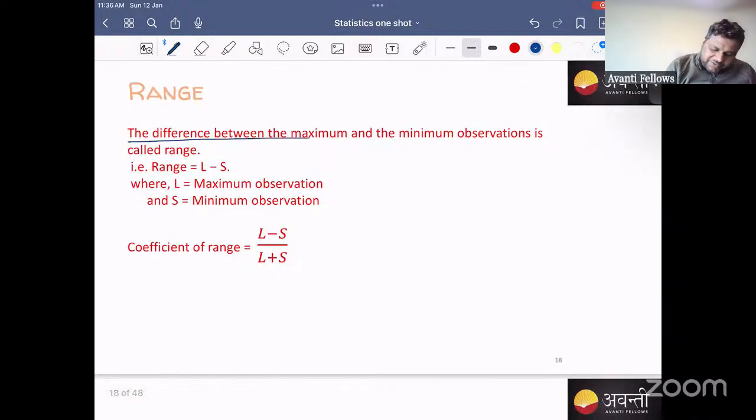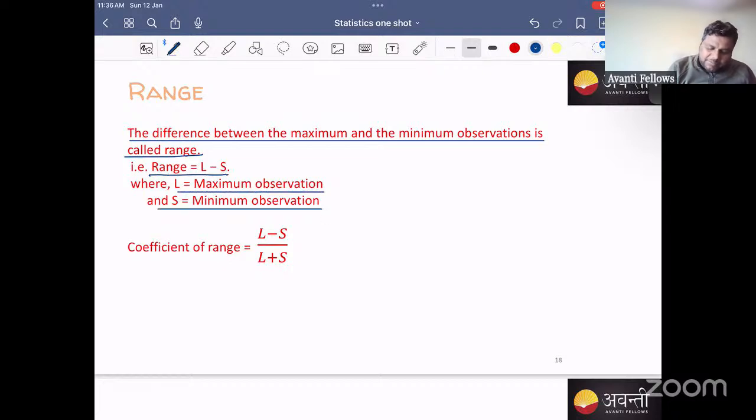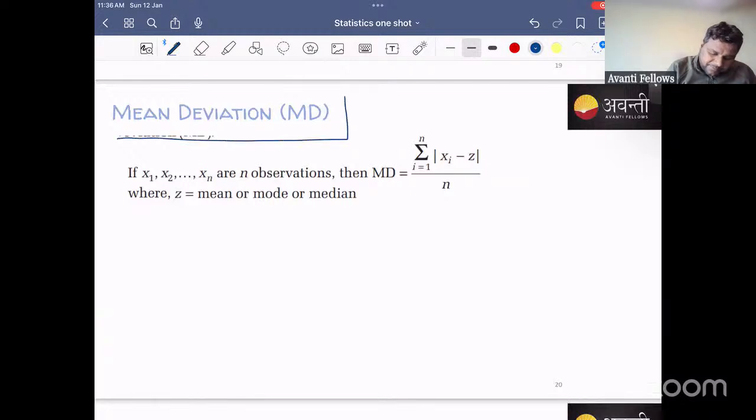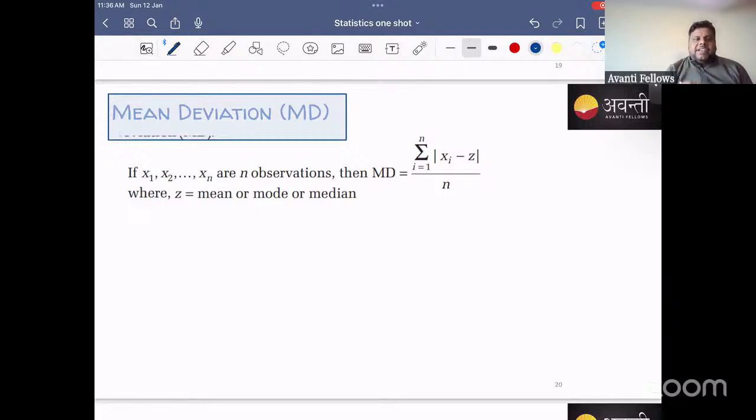So, the difference between the maximum and minimum observations is called range. And range is L minus S. L is the maximum value of the observation. S is the minimum value of the observation. So, this is the first measure used to see the dispersion. Now there comes mean deviation. Mean deviation is simply how much a data is deviated from the mean.